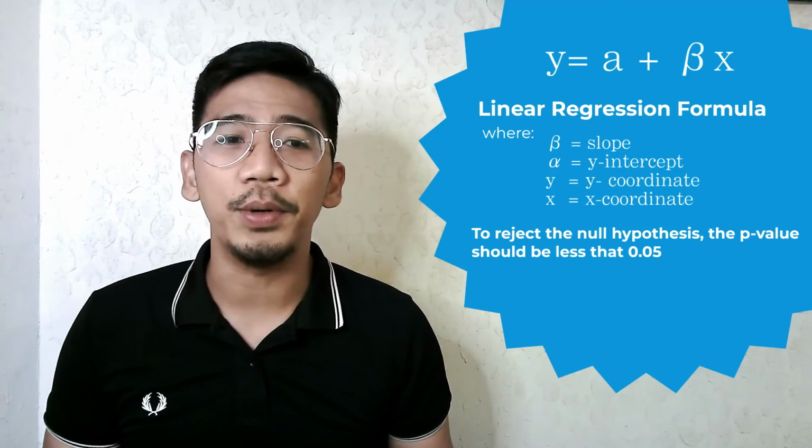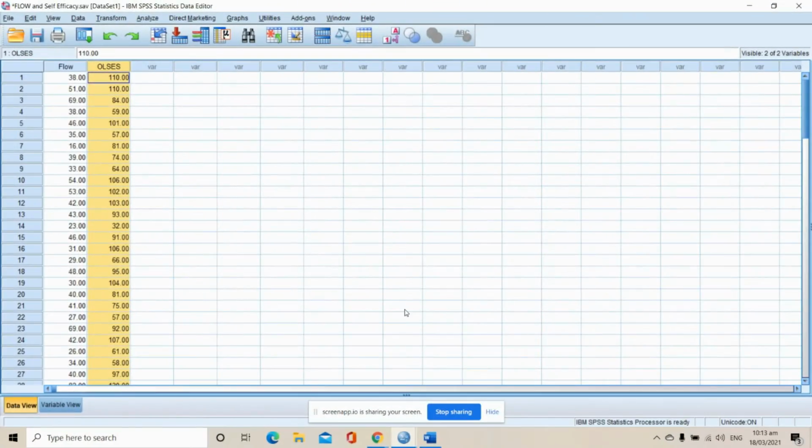Now that we have discussed the basics of linear regression, let's head to SPSS to demonstrate how it is computed. We will be computing a simple linear regression in SPSS. Let us say you are interested in predicting the online learning self-efficacy of 101 college students from experiencing flow, or a mental state in which a person performing some activity is fully immersed in a feeling of energized focus.